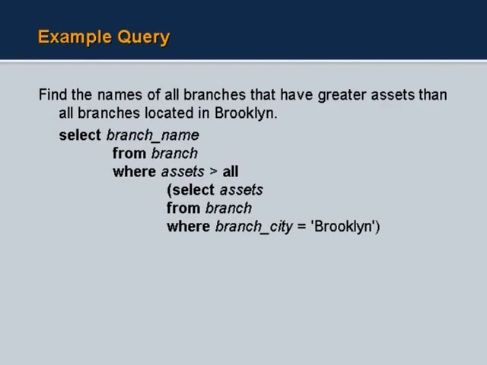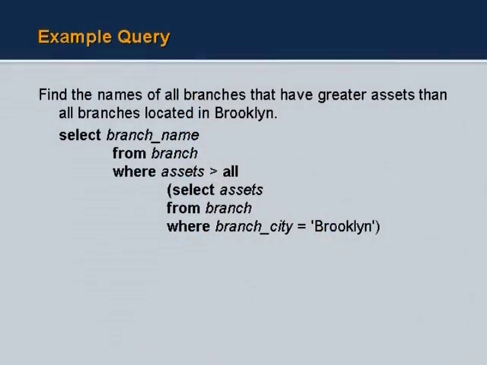So here is another query which says, find names of all branches that have greater assets than all branches located in Brooklyn. So now instead of some, we say greater than all. Okay, is this query clear? It's the same as before, except we use all instead of some. It has to be true for every tuple. So look at every branch in Brooklyn, make sure that the assets is greater than that branch in Brooklyn.